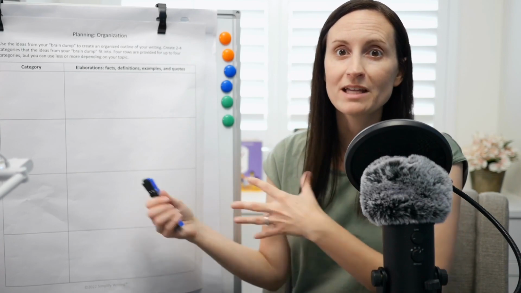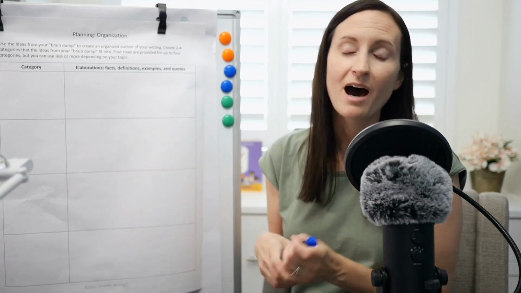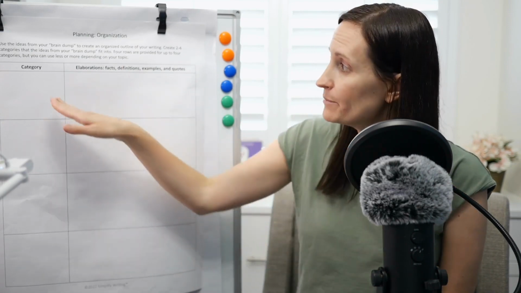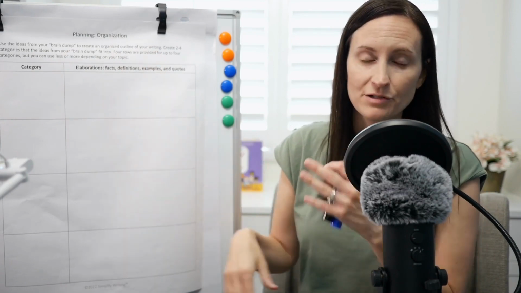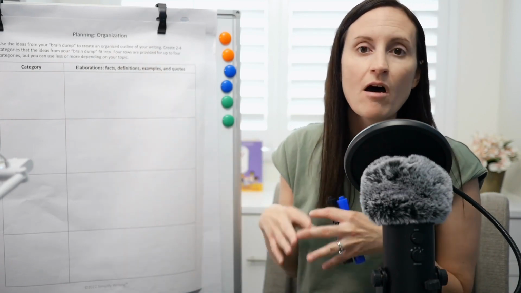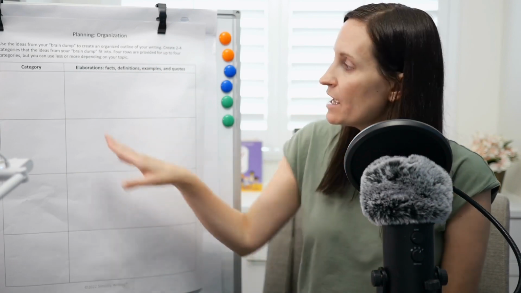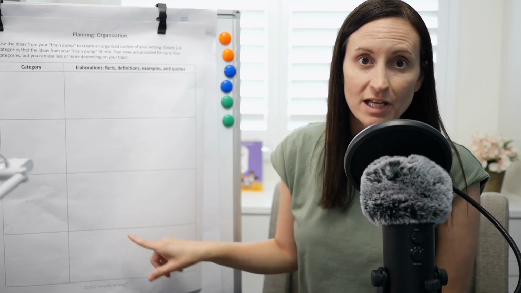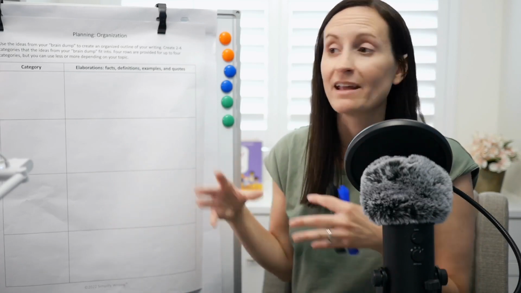So the first part is the organizer. So you're actually modeling a mini lesson. I create a very simple 2-column notes table where I have them do the categories and all of their elaborations, their facts, their definitions, examples, all of the body content. So we do organize by category, and we do put the information from their brain dump and any research that they have. We do that and I model it.